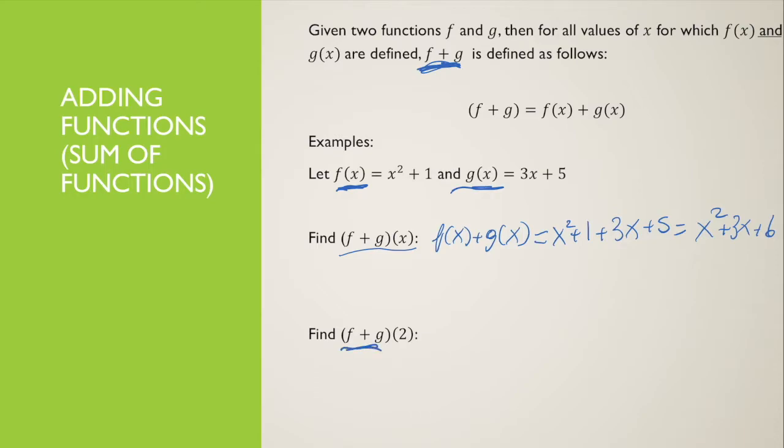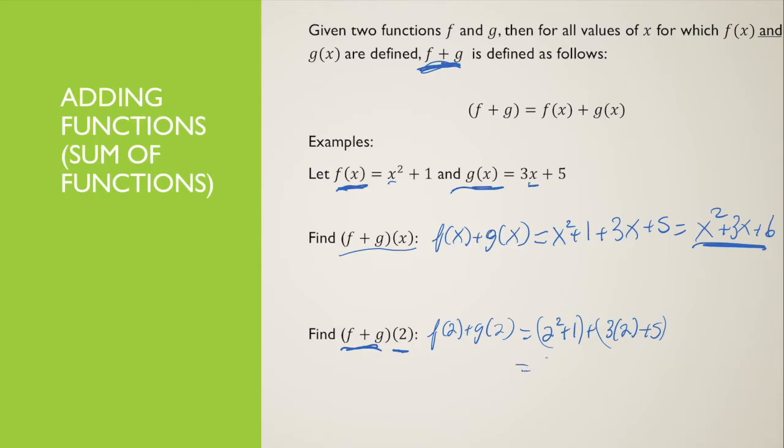Now what if I want to find f plus g of 2? There's two ways I could go about this. First, I could take f of 2 plus g of 2. The second is I could plug 2 into this function. Let me show you how we get the same answer. So if I take 2 squared plus 1 plus 3 times 2 plus 5, I'm just substituting in for x in f and g.